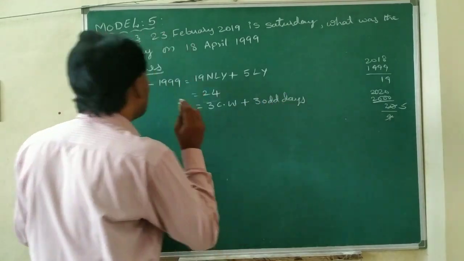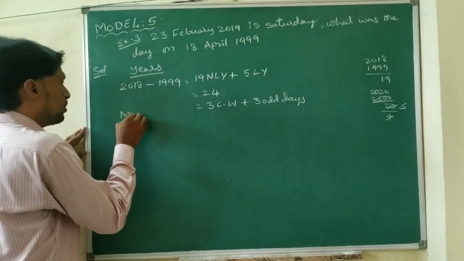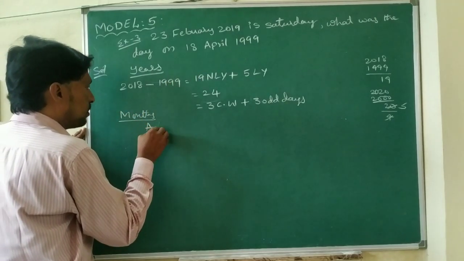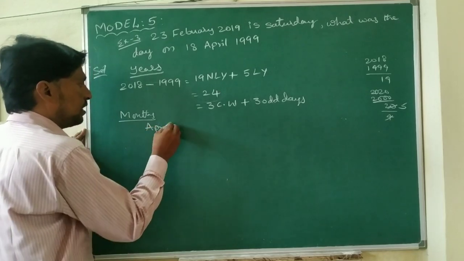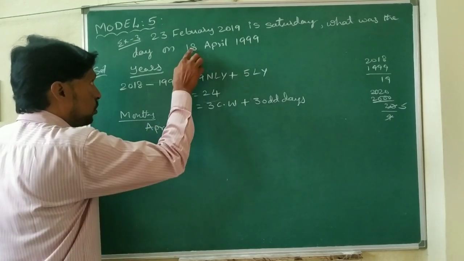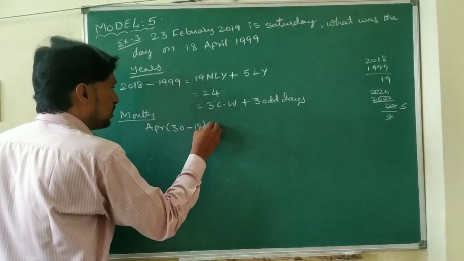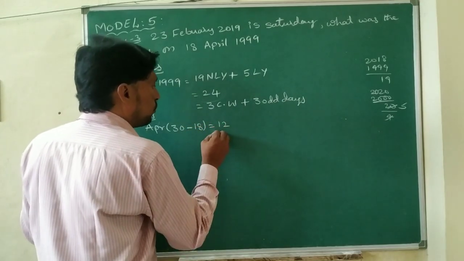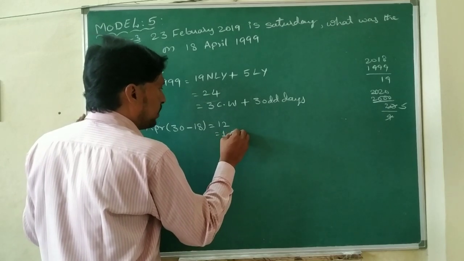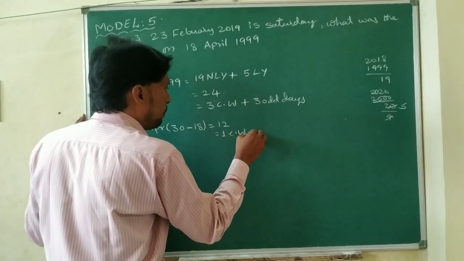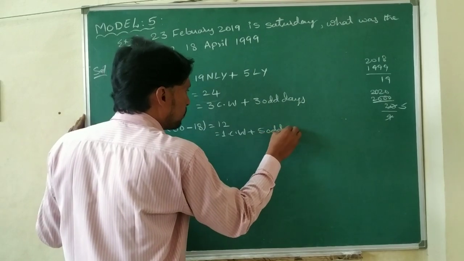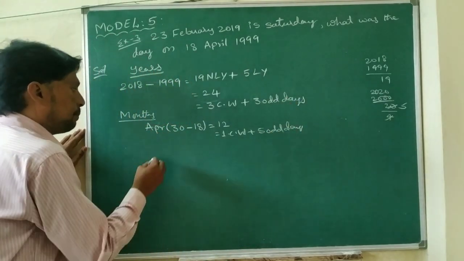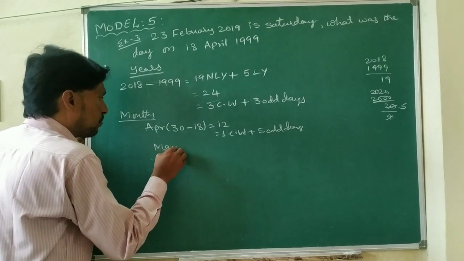This is about years. Now months you have to take. Months, this is April month. April actually it is 30 days. 30 to 18 you can subtract. 30 we are subtracting 18 means 12 we are getting. 12 days is 1 complete week plus 5 odd days. 5 odd days. April afterwards May.